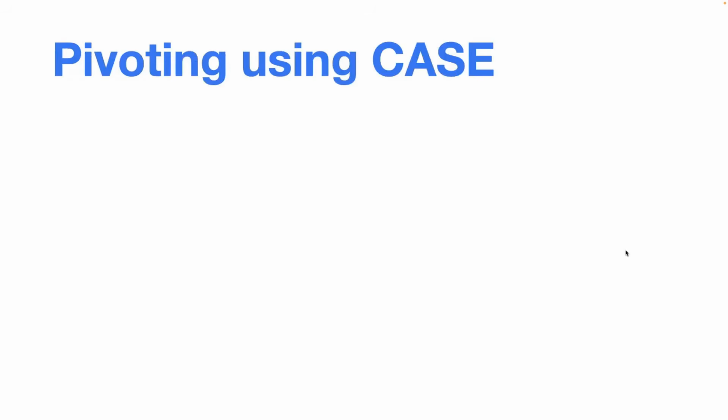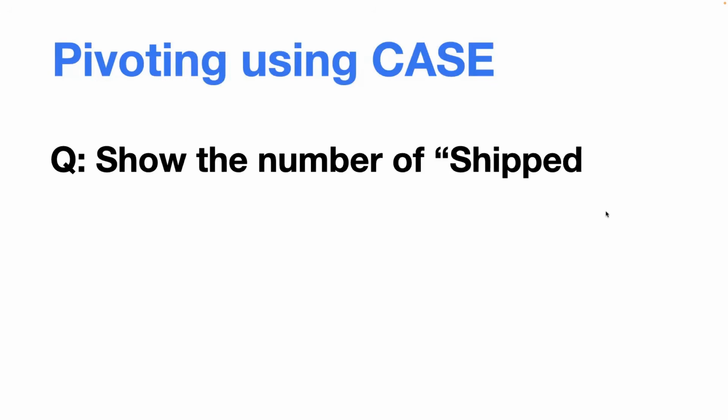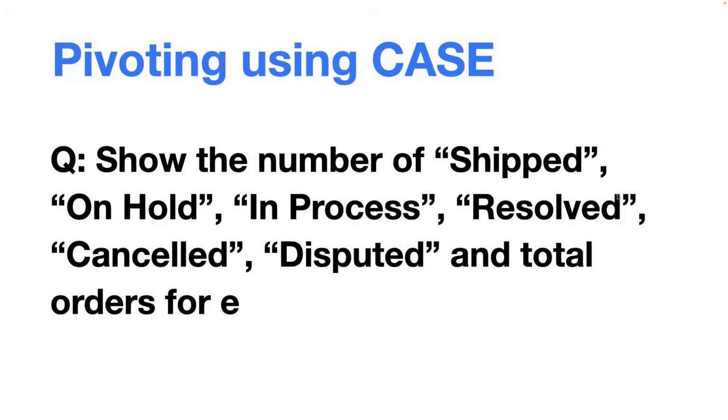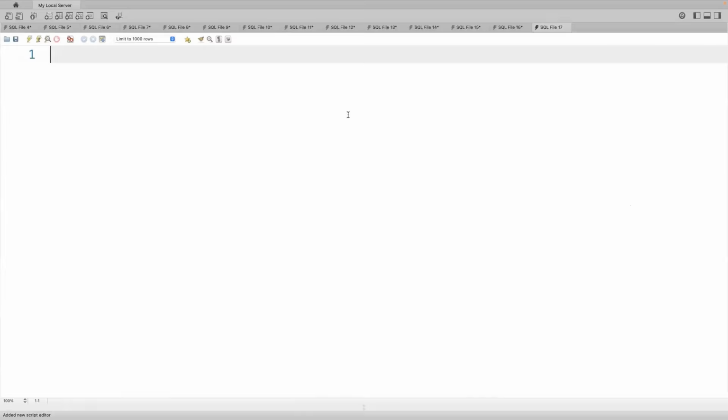Now, one use case of case is to do something called pivoting. And here is an example of this. Show the number of shipped, on hold, in process, resolved, cancelled, and disputed, and total orders for each customer. So the order status can be shipped, on hold, in process, resolved, etc. And we want to show that for each customer, we want to show all of these counts. So how do we show that?